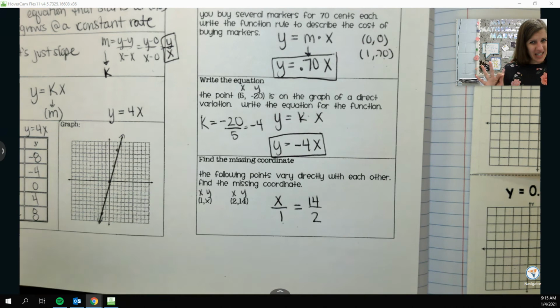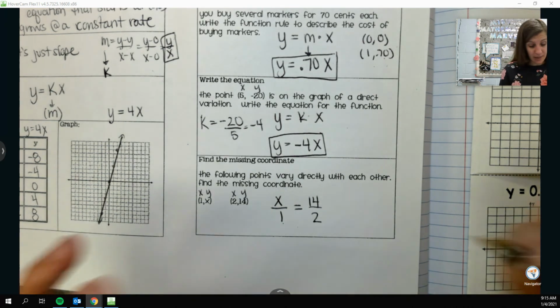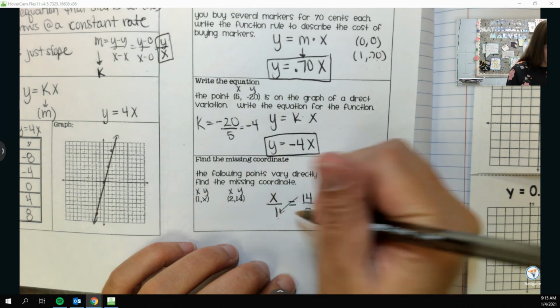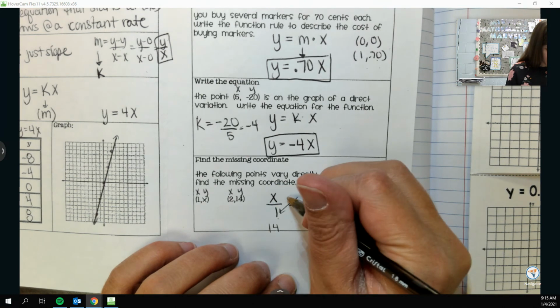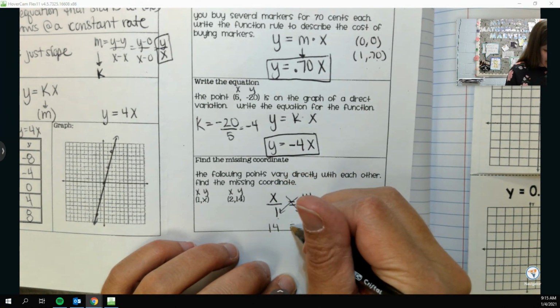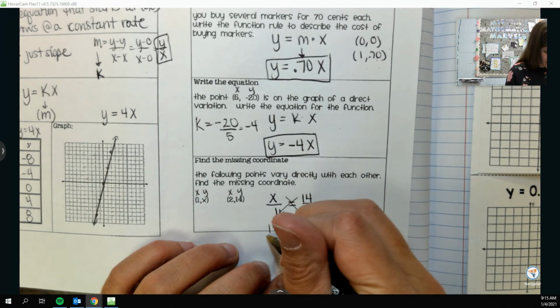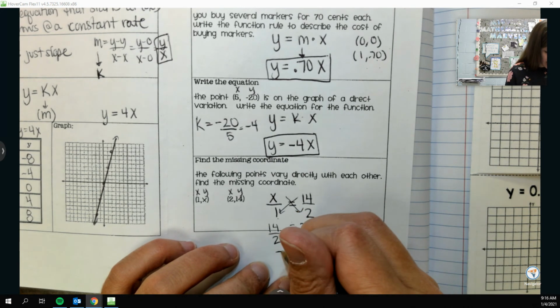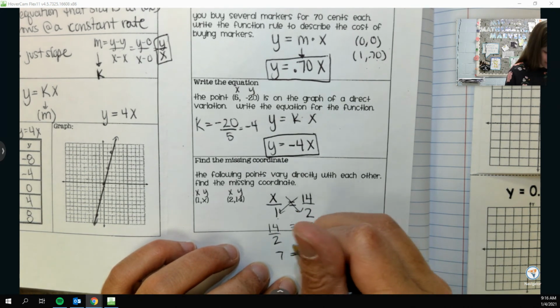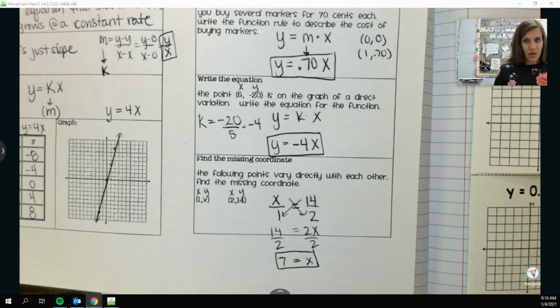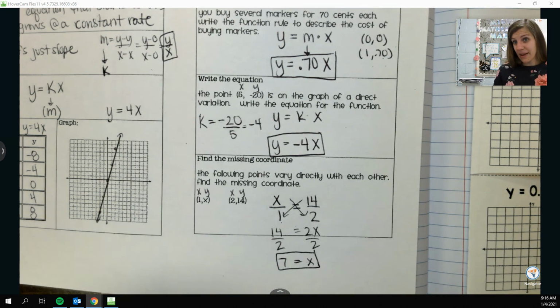And so there's lots of different ways we could solve here, but I like to cross multiply. Remember, we talked about this before. 14 times 1 is 14. x times 2 is 2x. And then solve for x by dividing by 2. So x would have to be 7. So hopefully that all kind of makes sense. Kind of basic for now, but we're going to talk about it more tomorrow. So fill those out for now, and we'll do more later.